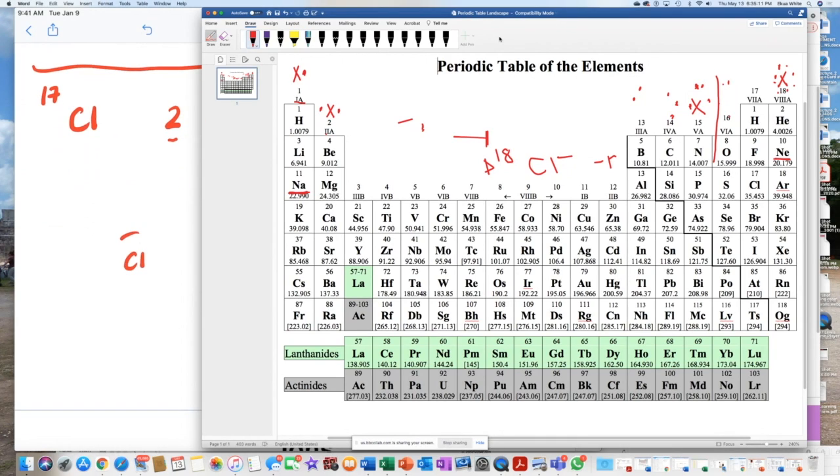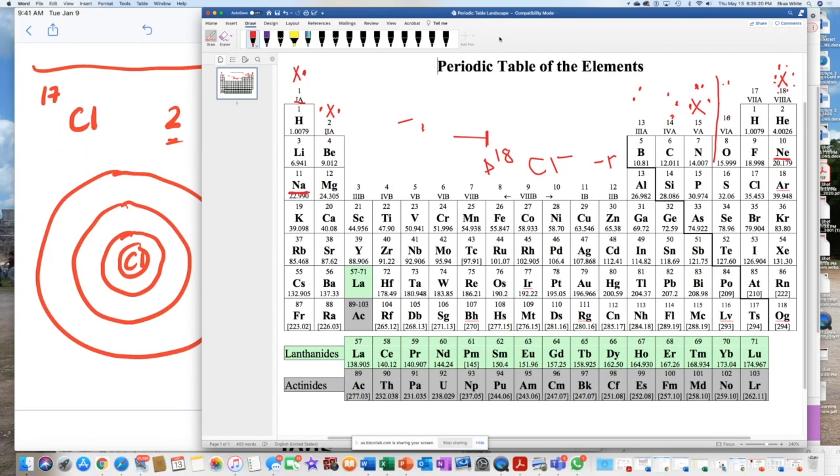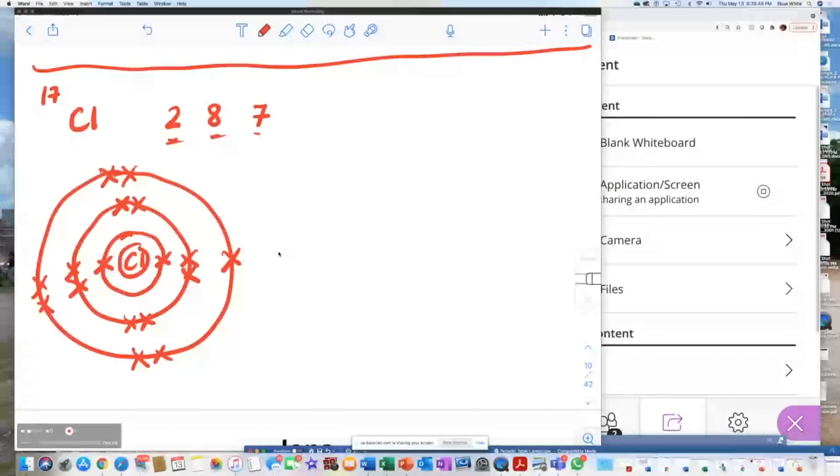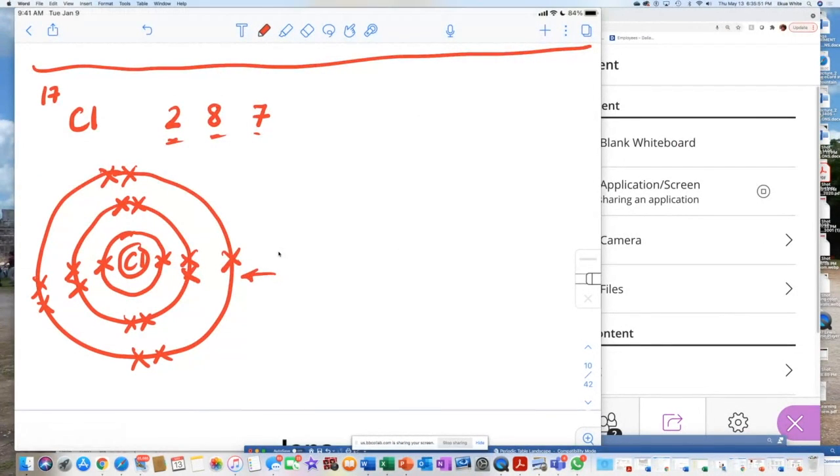Chlorine in the middle. This is the nucleus. First energy level. Second energy level. I'm just going to put my electrons there. Third energy level. So I need 3 different layers. The first 2 go here. The second set of 8: 1, 2, 3, 4, 5, 6, 7, 8. 8 go there. The last layer has 7: 1, 2, 3, 4, 5, 6, 7. Okay? You see how it's so much easier to see that the quickest way for chlorine to get to 8 is just to add 1 electron right here.